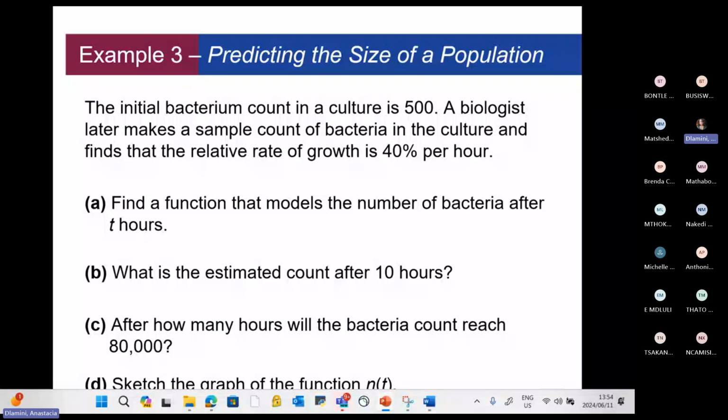Now they say, find a function that models the number of bacteria after t hours. Can I please have the function? N(t) is equal to 500 e to the power of 40 over 100 t. 40 over 100 is 0.4. Thank you, because remember, they said it's a proportion. So 0.4 times t.